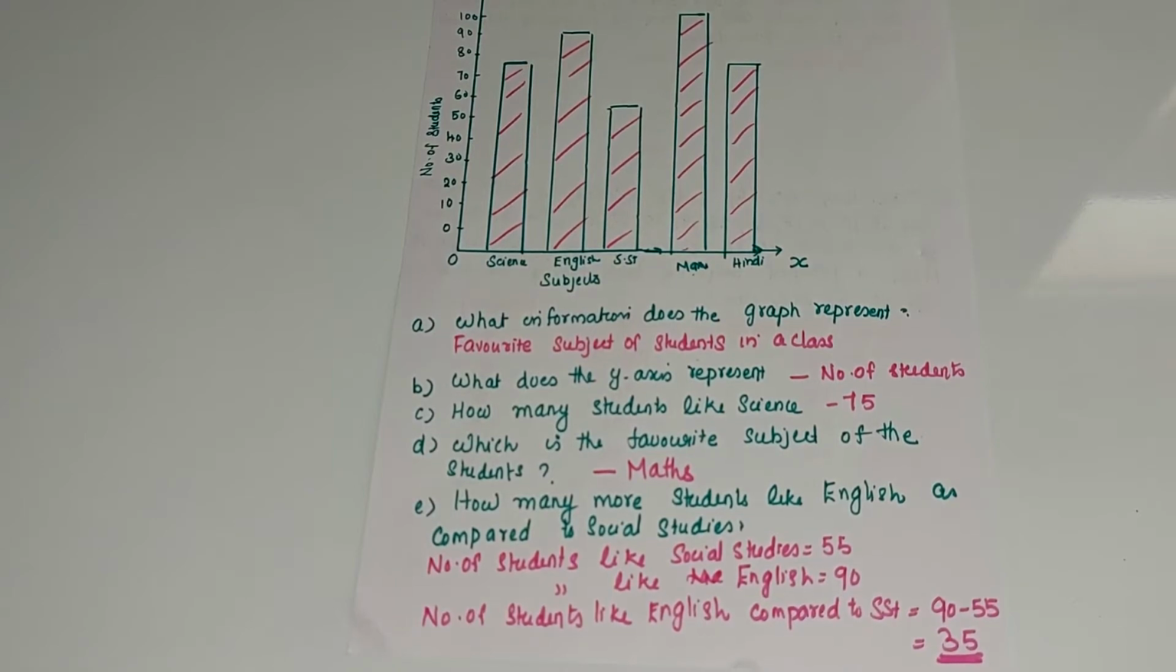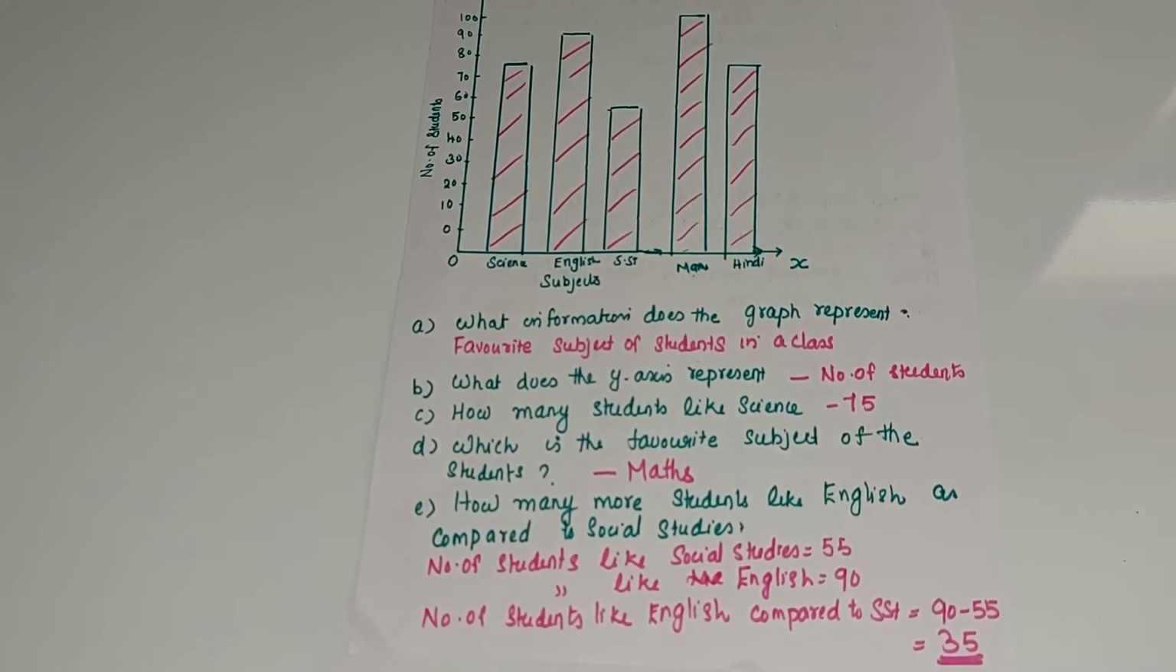Now E, how many more students like English as compared to social studies? So you check how many students like social studies. It is 55. Now how many students like English? It is 90. So how many more students like English as compared to SST? So 90 minus 55, it's equal to 35. 35 more students like English than SST.